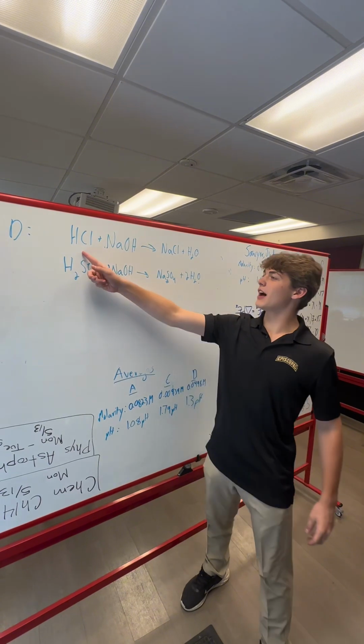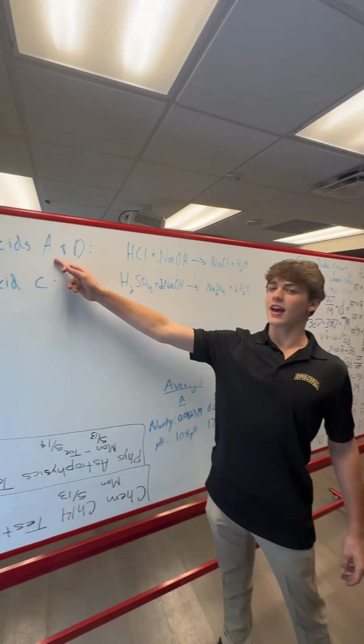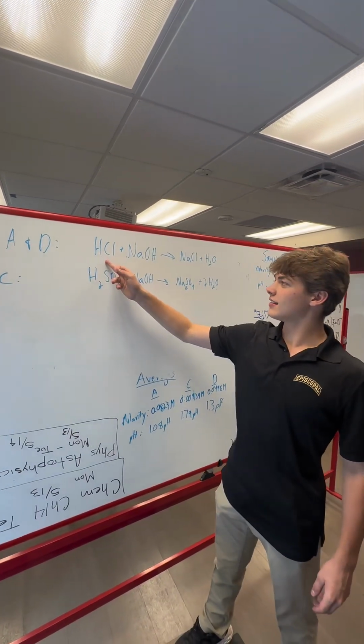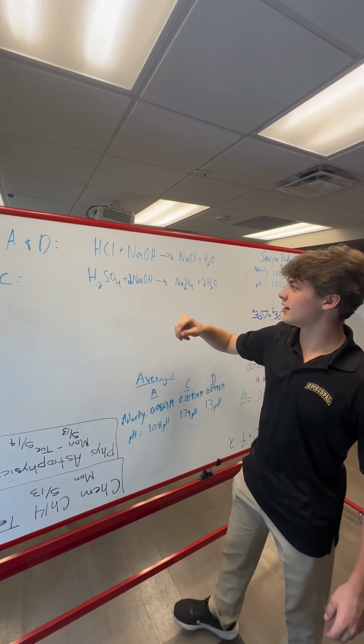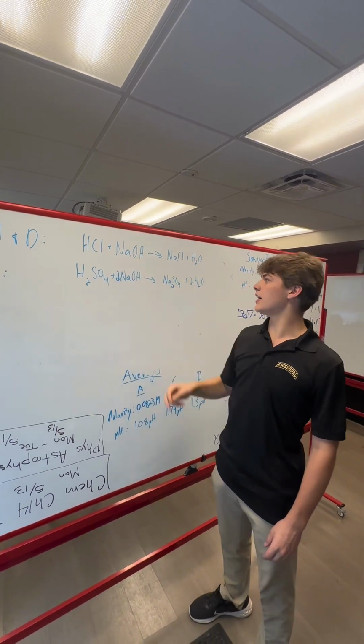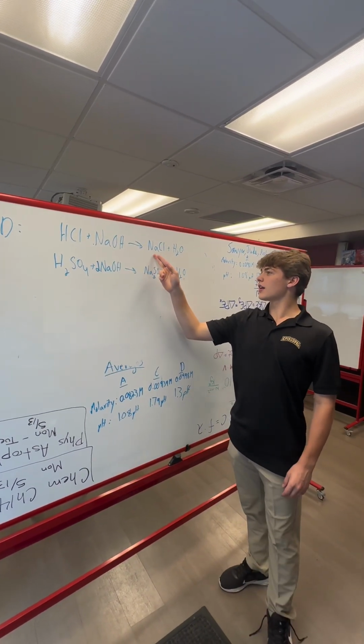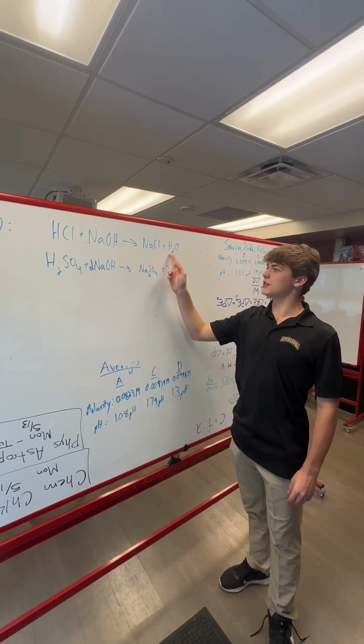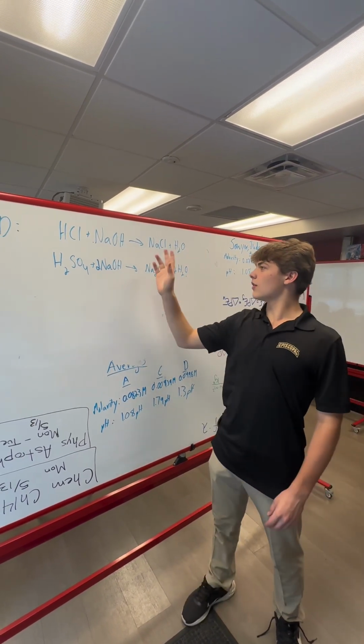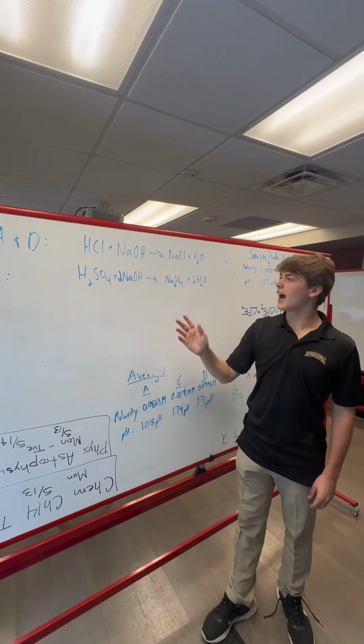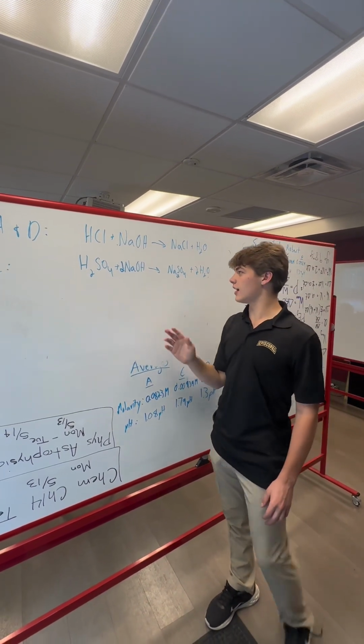So for our balanced equations, for our acids A and D, we have the acid hydrochloric acid, HCl, plus our base NaOH, and our product is NaCl plus H2O. And since all the moles are correct, we don't have to add any coefficients, and it is correct like this.